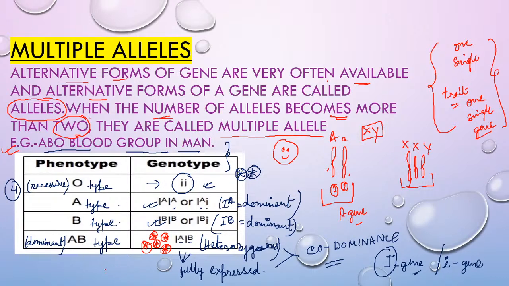But the assertion is totally false, guys, because not every multiple allelism, suppose this small i or the A type or the B type, is an example of codominance. Only the specific AB type is the example of codominance. So nowadays, in correct-incorrect type questions, these types of questions are asked in the NEET examination.